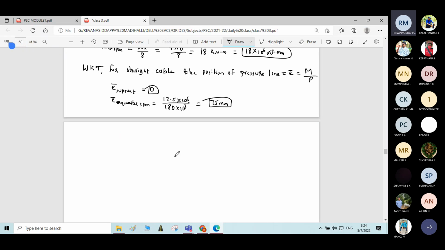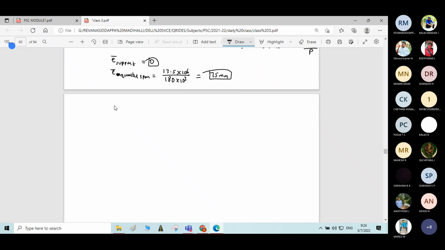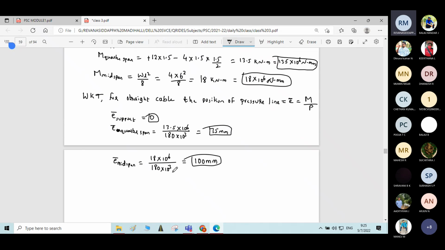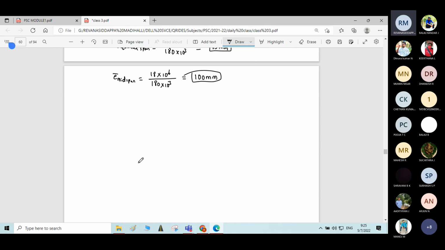the answers. Now, similarly, location of pressure line or thrust line at midspan will be equal to moment at midspan, that is 18 into 10 power 6 divided by pre-stressing force 180 into 10 power 3. Okay. The answer is 100 mm. Now we can draw the thrust line diagram.